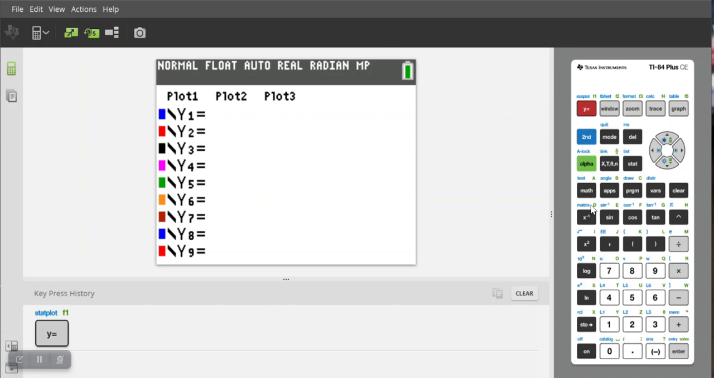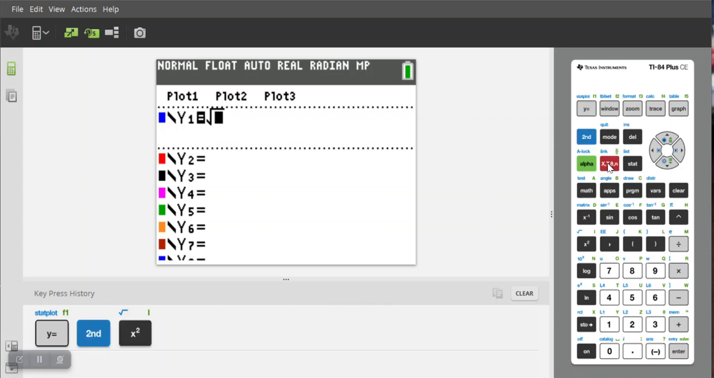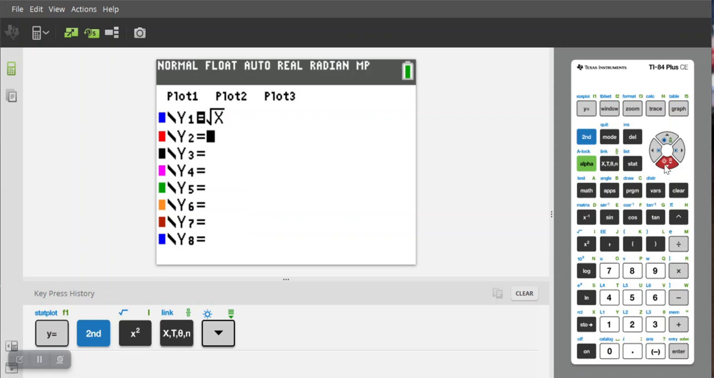If I want a square root function, there is actually a key to get a square root function directly on the keypad. Notice it's in blue, so I'm going to go second and then hit that button. Type in my variable. That will get me a square root function.